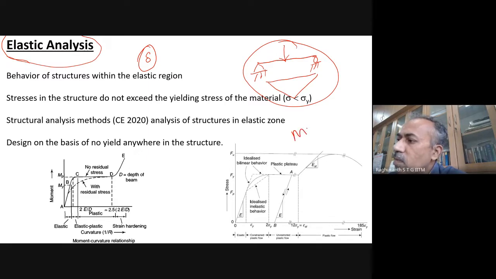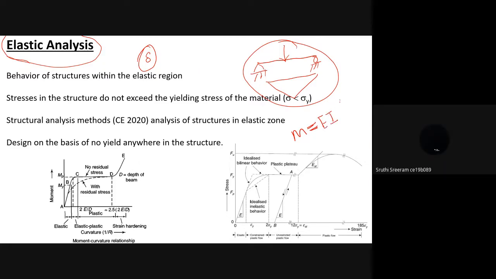M is equal to, bending moment is equal to what expression? Any of you remember? How do we get deflection? M is equal to EI d square y by dx square.